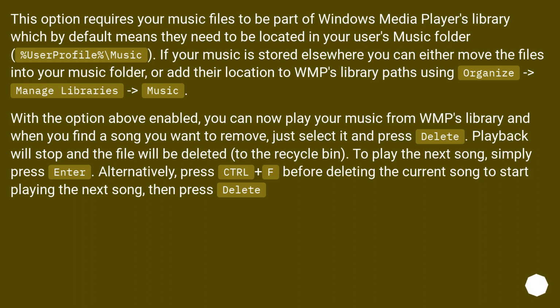With the option above enabled, you can now play your music from WMP's library, and when you find a song you want to remove, just select it and press delete. Playback will stop and the file will be deleted to the recycle bin. To play the next song, simply press enter. Alternatively, press Ctrl+F before deleting the current song to start playing the next song, then press delete.